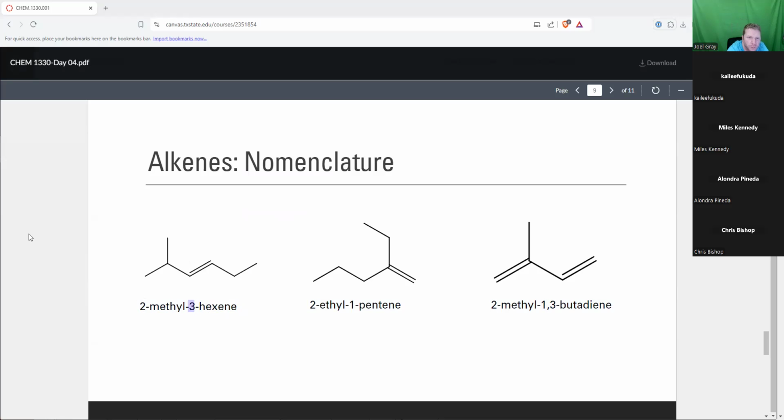The alternative, if we started numbering from the right, what would this be? That would be carbon 1, 2, 3, 4, 5, 6. So it's hexene, but then it'd be, let's see, 5-methyl 3-hexene. Does that accomplish what we're looking for by giving us the lowest possible numbers? No, it doesn't. 2-methyl 3-hexene gives us the lowest possible numbers. So that's what we're looking to do with this kind of numbering scheme.